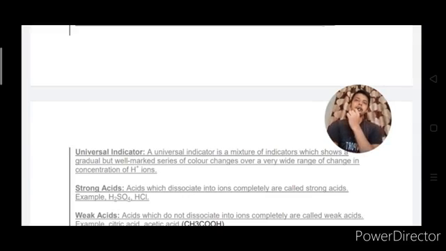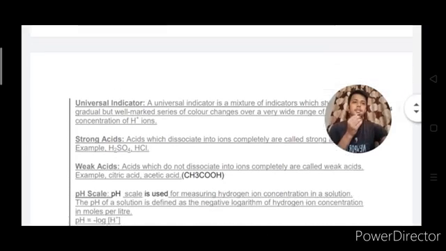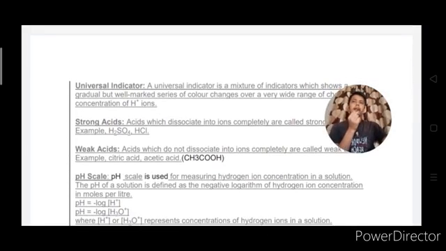Natural indicators are generally obtained from natural sources. For example, litmus, turmeric powder that you use in the kitchen, red cabbage, and cyanarose. These are the indicators used to show acidic and basic character in a substance. Tell me, from what source we obtain the litmus? Litmus is obtained from lichen. There are two types of litmus, red and blue. They determine the acidity and basicity as I explained in the first part of this video.